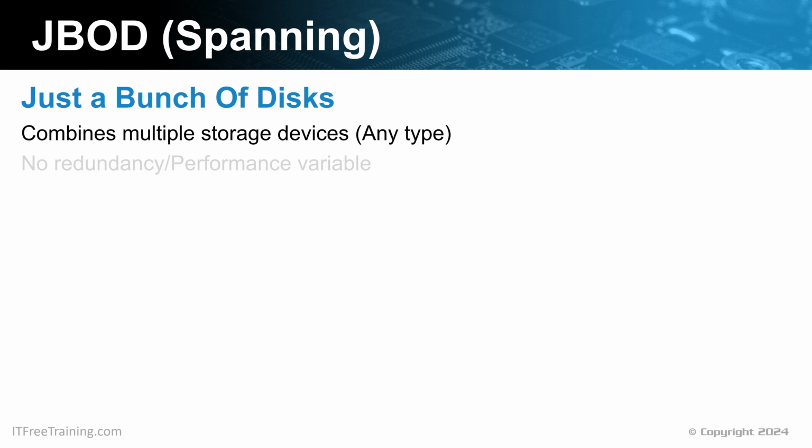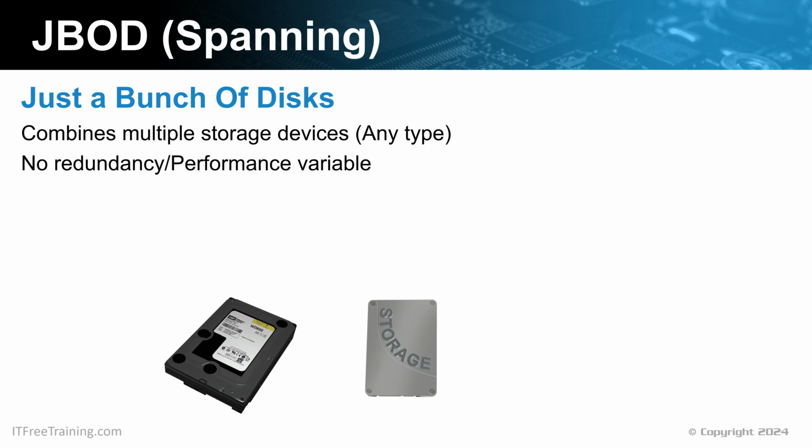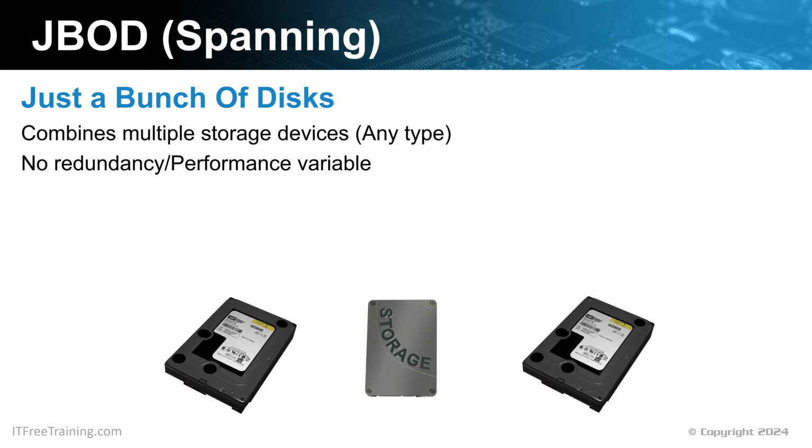The downside of JBOD is there is no redundancy, and since it is made up of different storage types, performance is variable. To understand how it works, let's consider that you have 2 hard disks and 1 solid-state drive. The hard disks are of different types and capacities. The storage devices themselves are not suitable for RAID, as they are different types and capacities. You will generally find over time you will get a collection of unused storage devices of different sizes and types that you don't know what to do with. JBOD is a possible use for these devices.